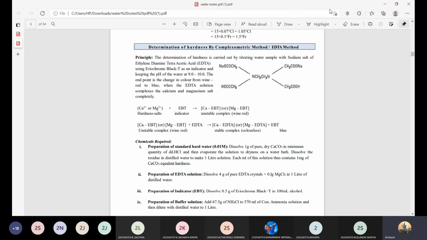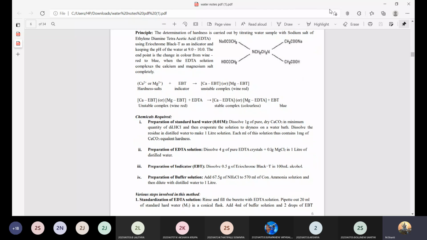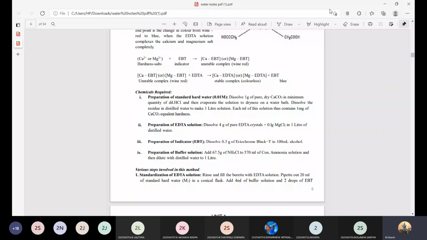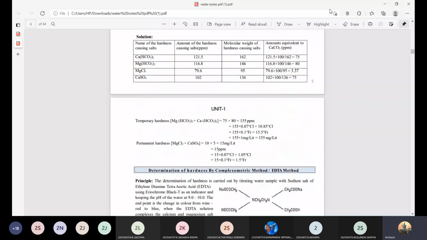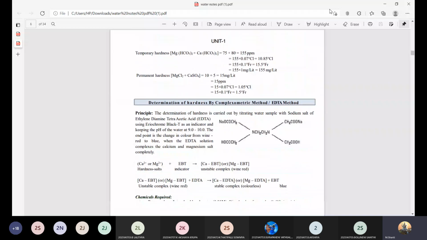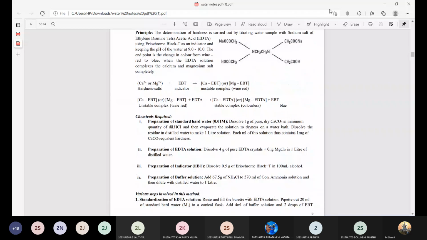Okay, we'll now come to the topic. This is the experiment which can be done in 4 steps. Before actually going to the experiment, I want everybody to draw this structure in your books. Ethylenediamine tetraacetic acid. If I say tetraacetic acid, how many acid groups must be there in the structure?